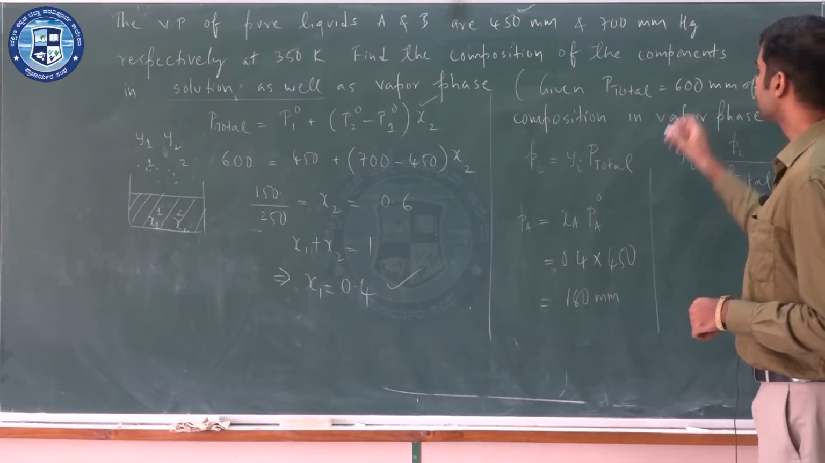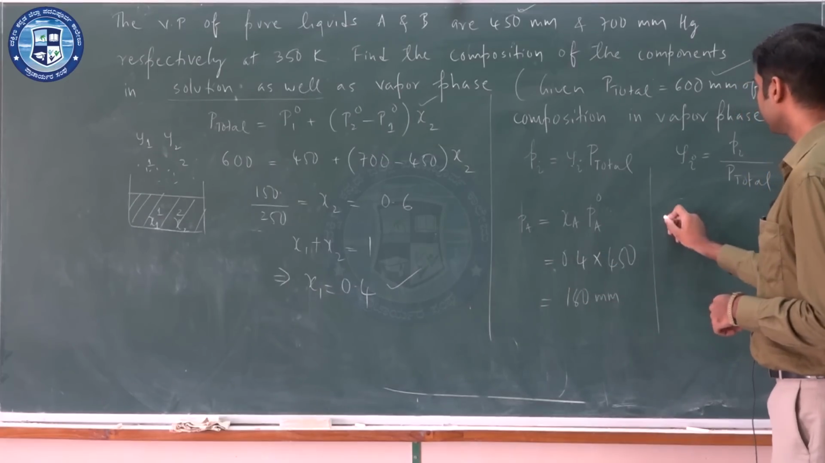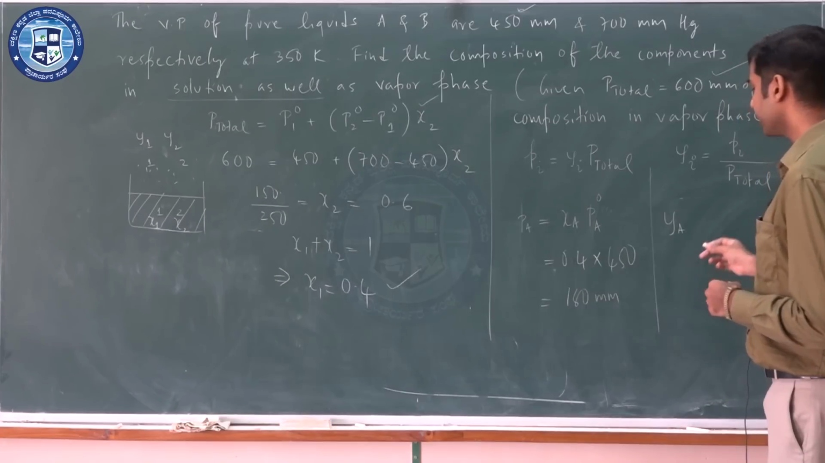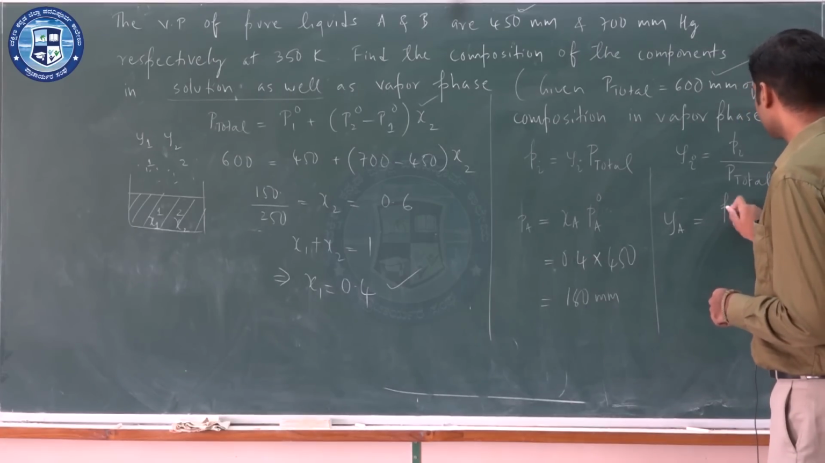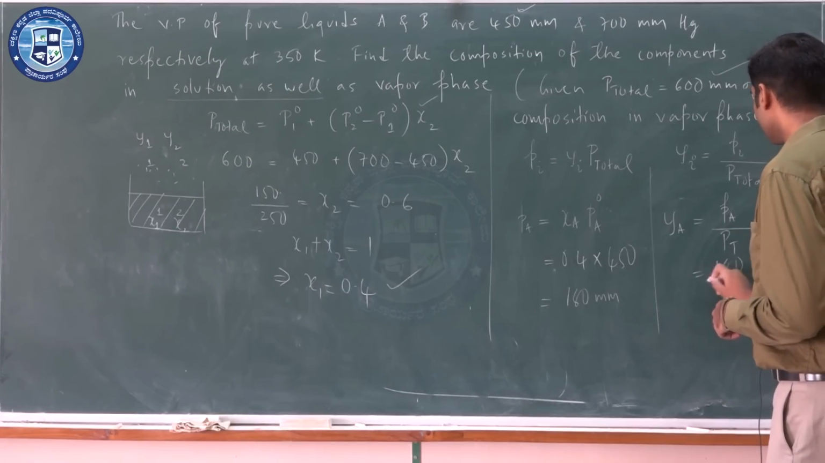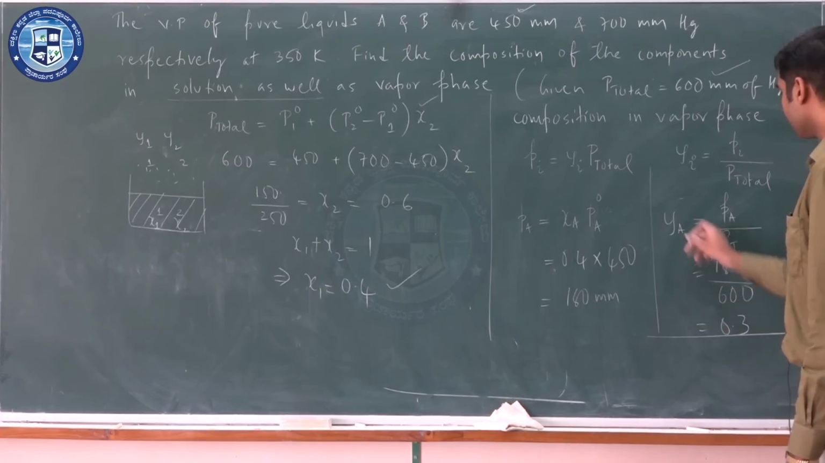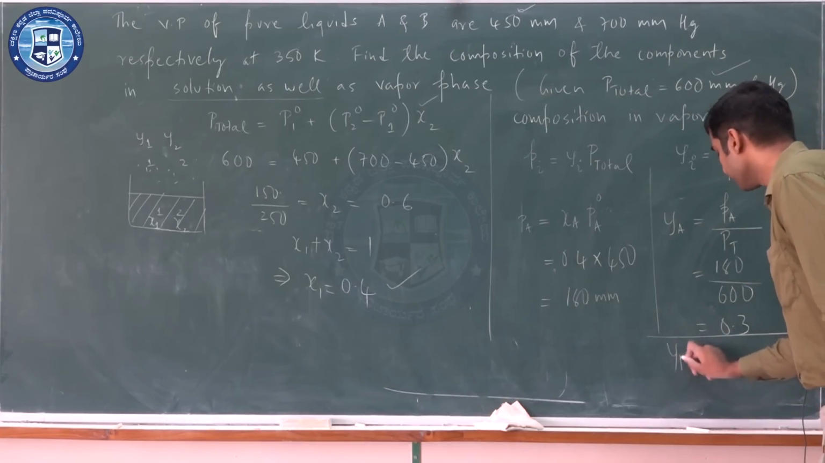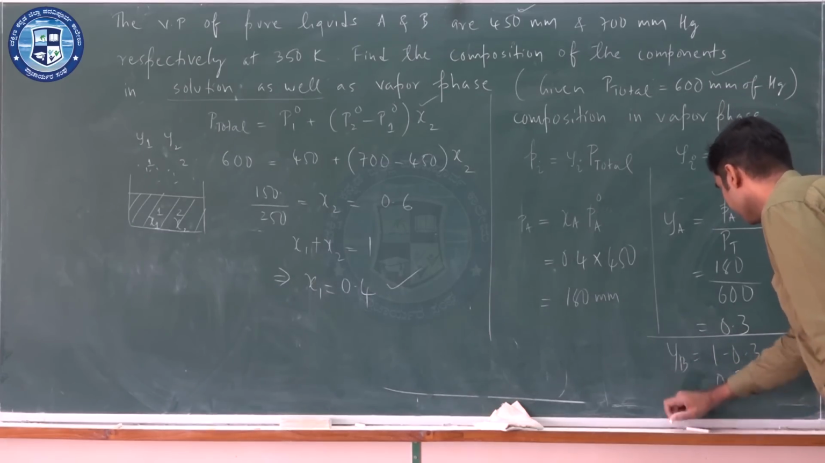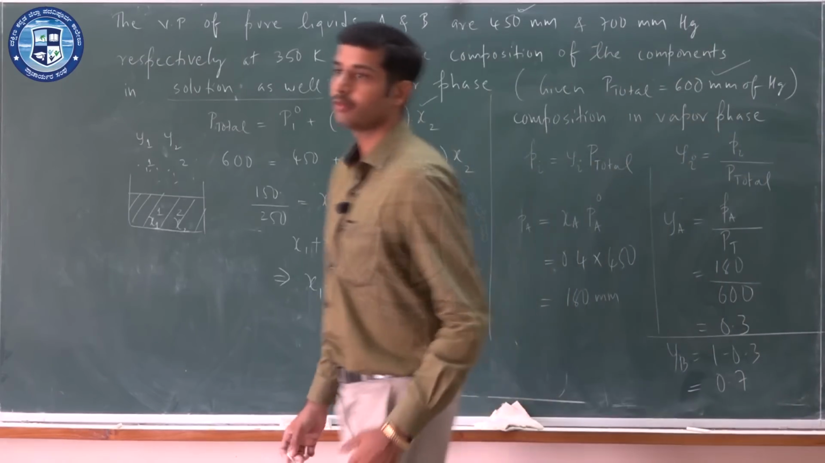P total is 600 and the partial vapor pressure of component A is 180. Therefore, the mole fraction of the first component A in the vapor phase will be given by the partial vapor pressure of component A divided by P total. This is 180 over 600. So, Ya is equal to 0.3, Yb will be equal to 1 minus 0.3, which is equal to 0.7. So, these will be the composition in the vapor phase.